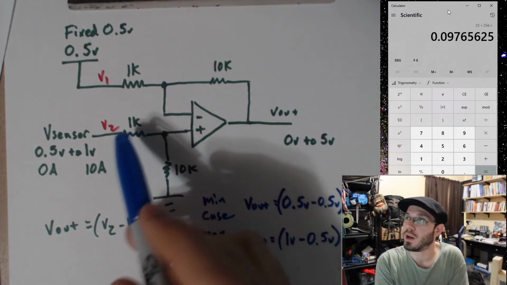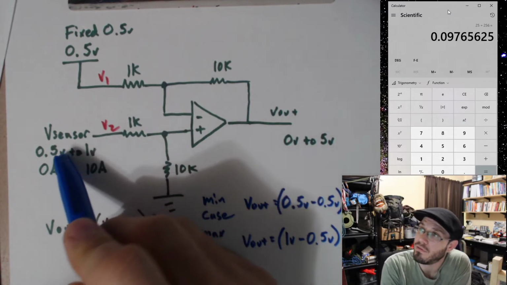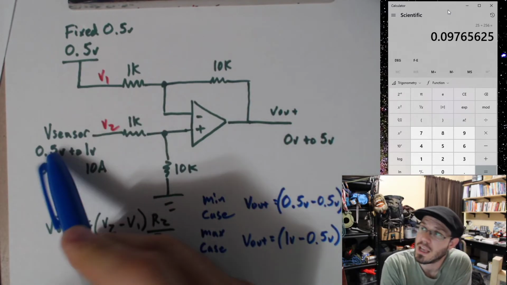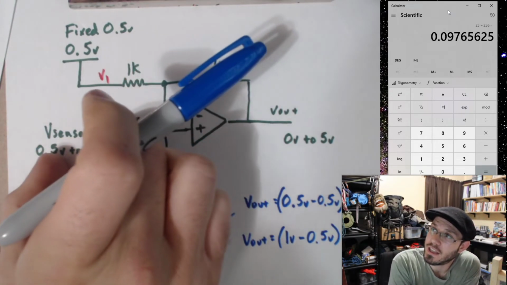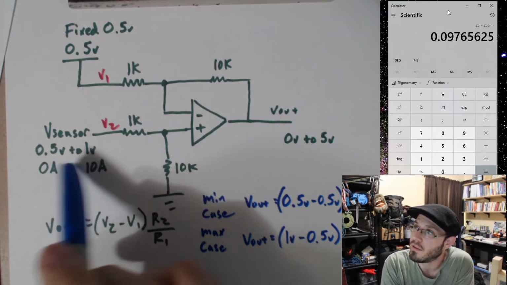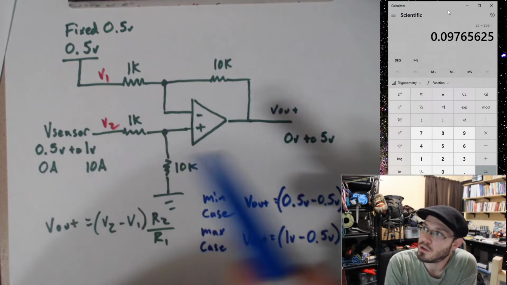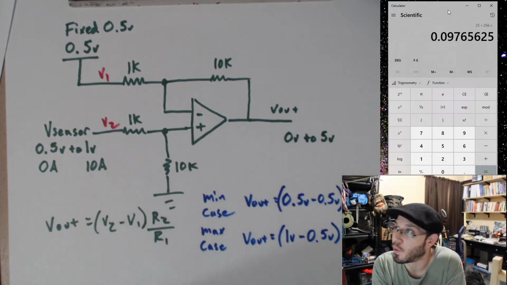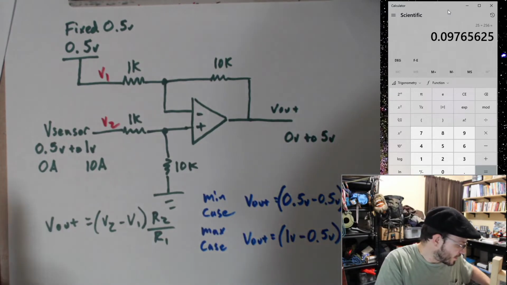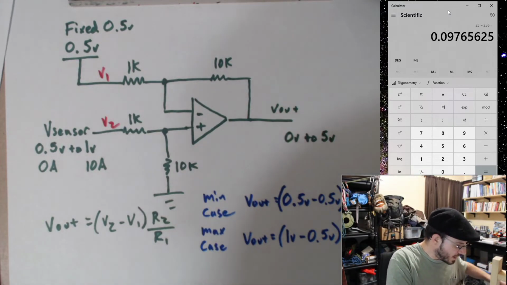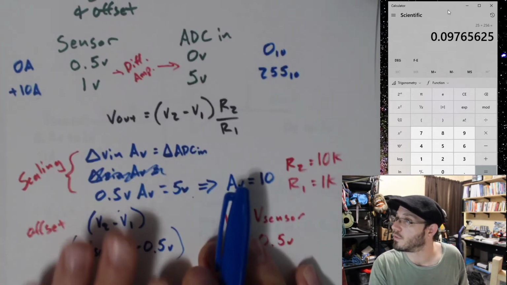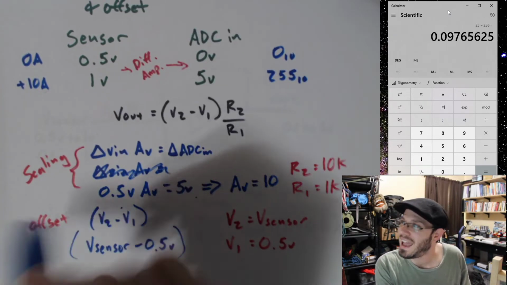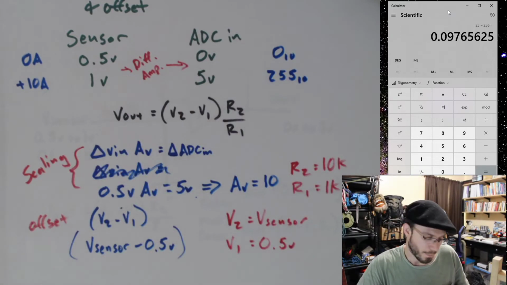Okay, so there were 2 things that we had to do to make this work. We had to do an offset to bring the 0.5 volts down to 0 volts, and we needed to apply some gain in order to change this scale from a 0.5 volt difference to a 5 volt difference. Which is what I did over here when I solved for it. So we can do offset and scaling.